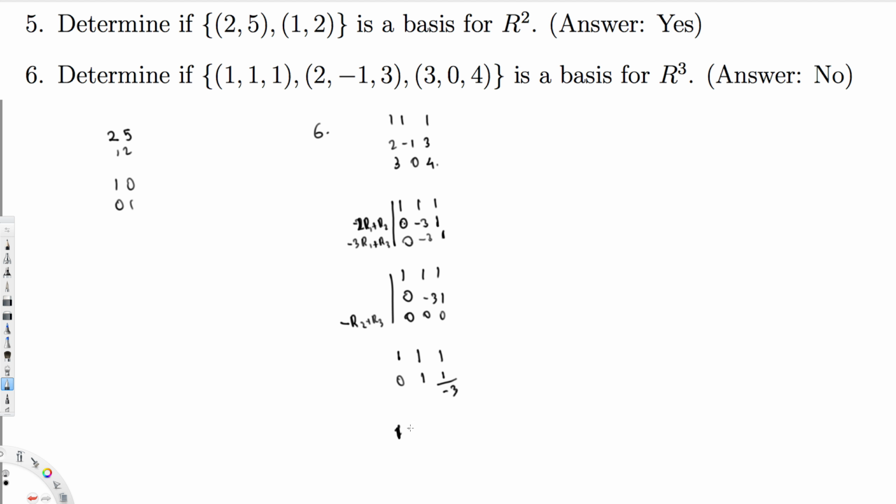minus R2 plus R1. So it's going to be 0, and 3/3 minus 1/3, and also 3/3 plus 1/3, so it's going to be 4/3, over 0 1 -1/3. In this case we only have two pivots, so that doesn't match the value given. If it's R3, we have to have 3 pivots. Therefore this is not a basis of R3.